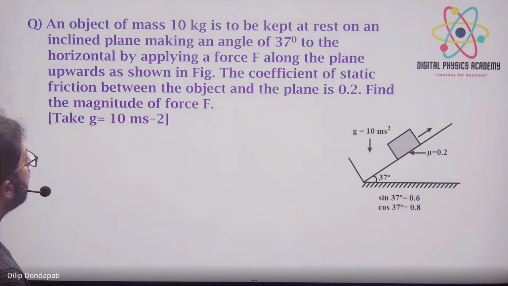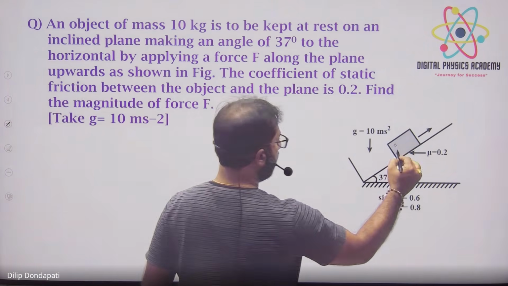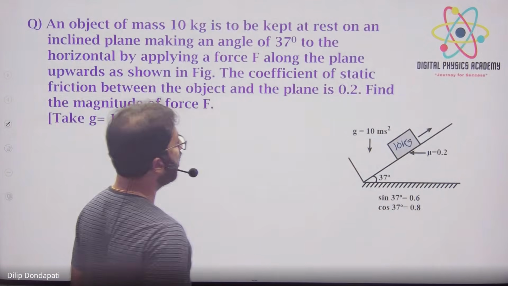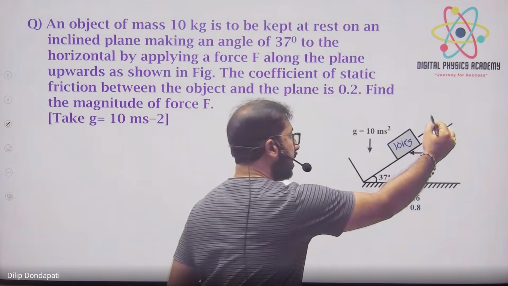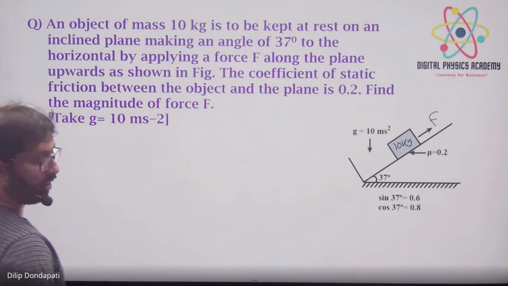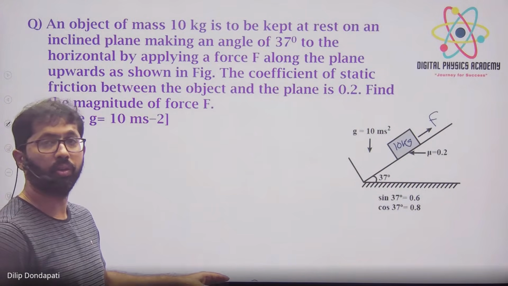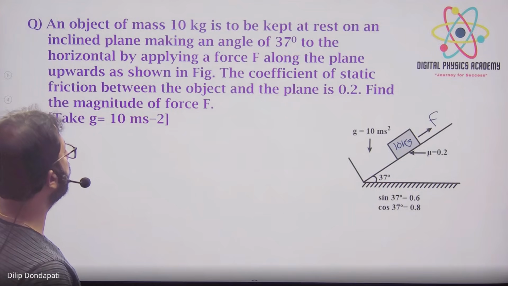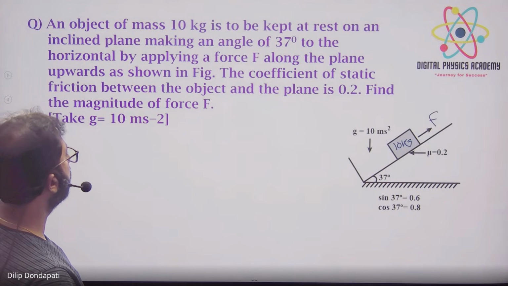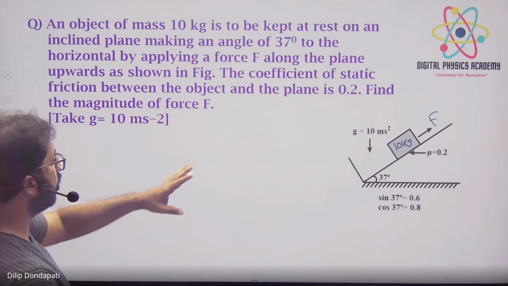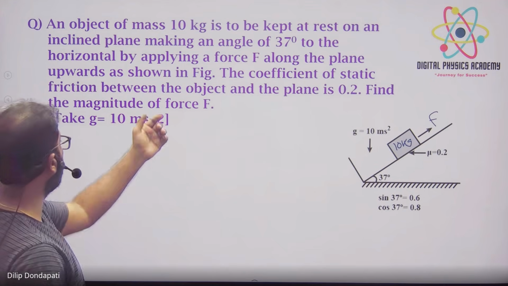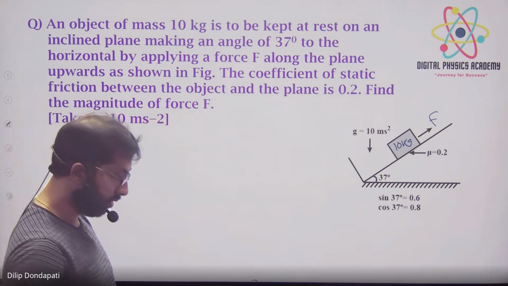An object of mass 10 kg is kept at rest on an inclined plane making an angle of 37 degrees to the horizontal by applying a force F. By applying F, I am making the object stay at rest. Without F it will move down. So the force is applied along the plane upwards. The coefficient of static friction between the object and the plane is 0.2. Find the magnitude of force. How much force must be applied so that the block is at rest?